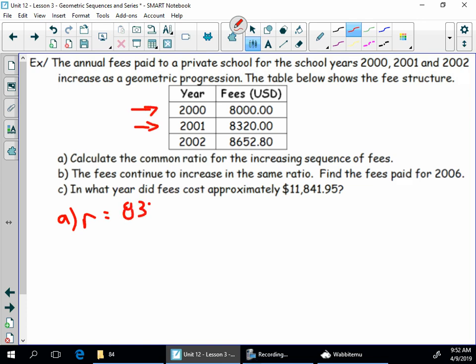So 8320, the second one, over the first one. I divide that out, and I end up with 1.04. There's my R value. The fees continue to increase in the same ratio. Find the fees paid for 2006.